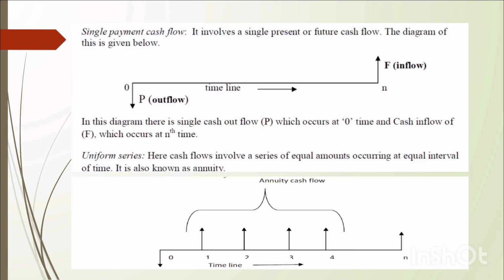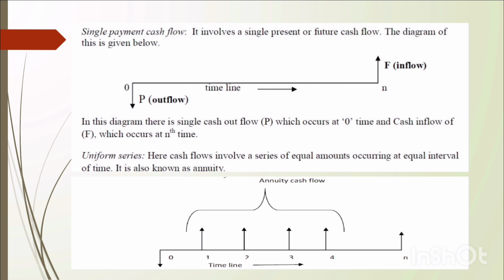First one is the single payment cash flow. It involves a single present or future cash flow. The diagram of this is given below. In this graphical representation, we are easily showing the outflow and inflow lines along the timeline. In this diagram, there is a single cash flow P, which occurs at time zero, and the cash inflow of F, which occurs at the nth time.